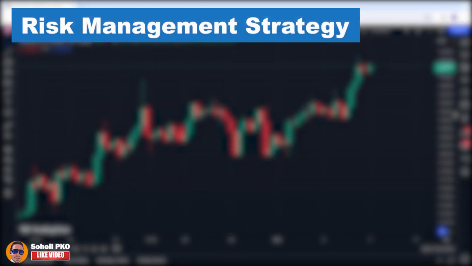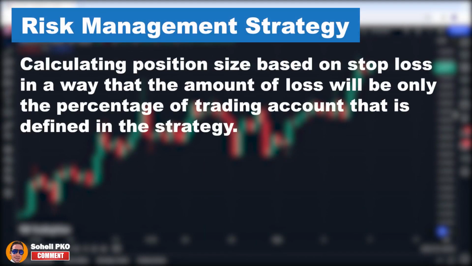First, I explain very shortly about a risk management strategy, which calculates your position size based on your stop loss in a way that you will lose only the percentage of your account that you defined. One of the popular and recommended losing amounts is 1%, which means you will lose only 1% of your trading account on each trade in case the market goes against you and hits your stop loss.